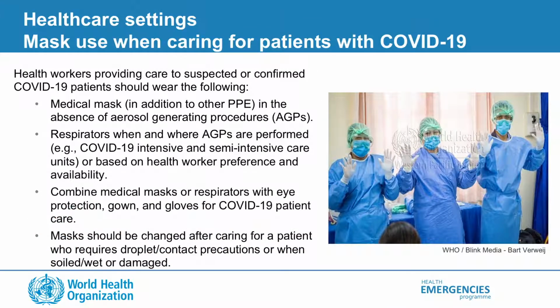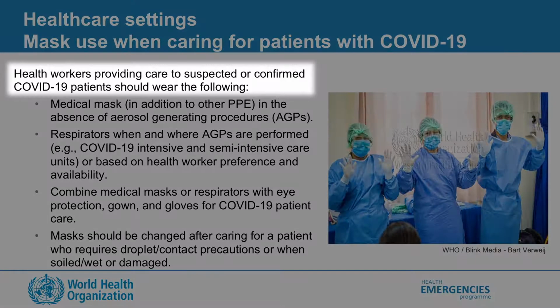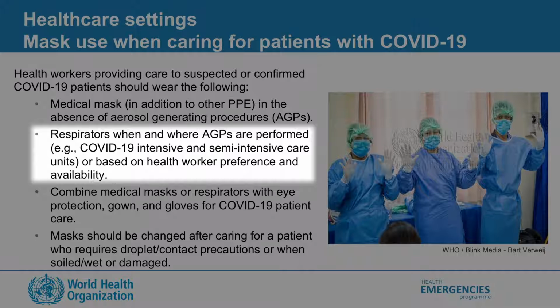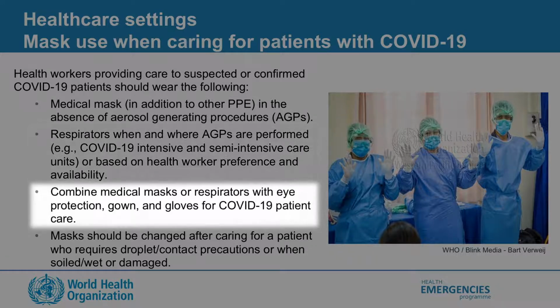For the care of COVID-19 patients, there are clear instructions on what type of personal protective equipment, or PPE, should be worn. Health workers caring for or in the settings where COVID-19 patients are must wear the following personal protective equipment: a medical mask, unless you are performing an aerosol-generating procedure or you're in the room during the time of the procedure. Then we recommend a respirator. This should be accompanied by eye protection, such as goggles or a face shield, a gown, and gloves.